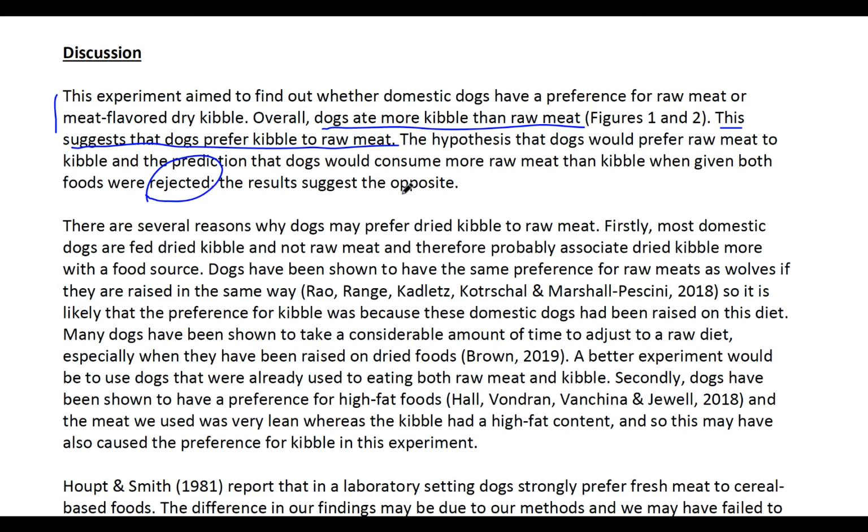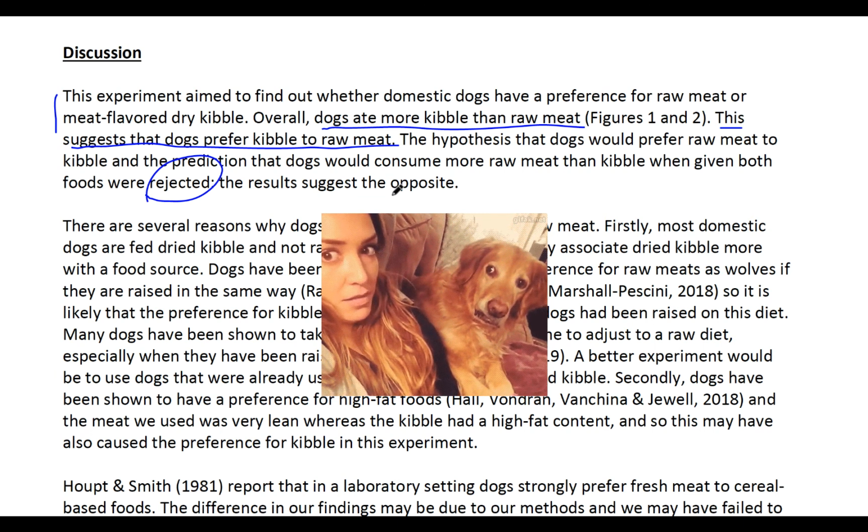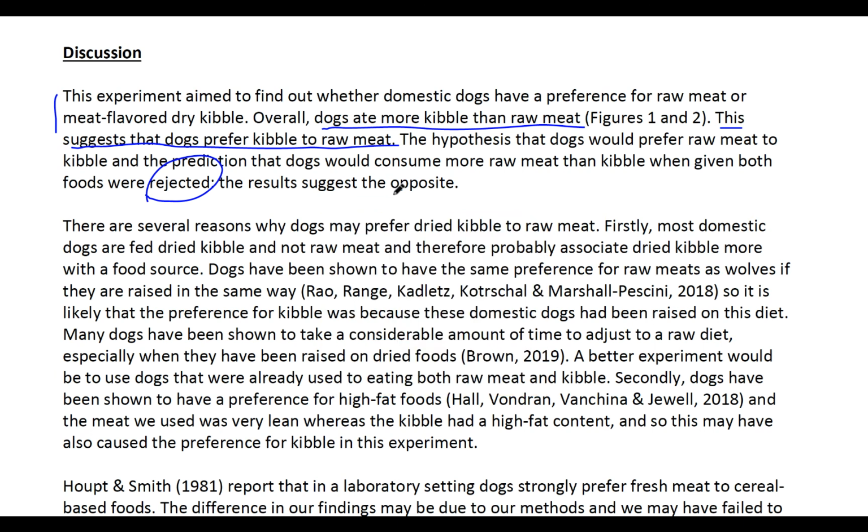The results suggest the opposite. And really very, very important to keep in mind, it is perfectly fine to reject your hypothesis. What you should never ever do is go back and change your hypothesis to match your results. And it's very obvious when that happens, because then your introduction is not matching your hypothesis. You're going to be saying, I think this is going to happen. And then your hypothesis will be like, well, actually, I think something else is going to happen. And that doesn't make sense.